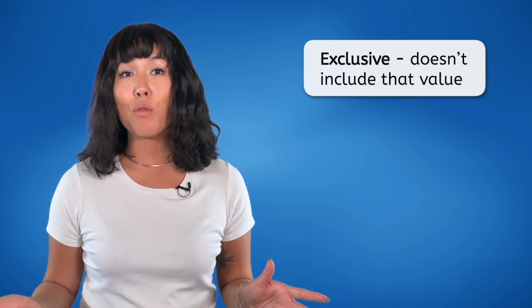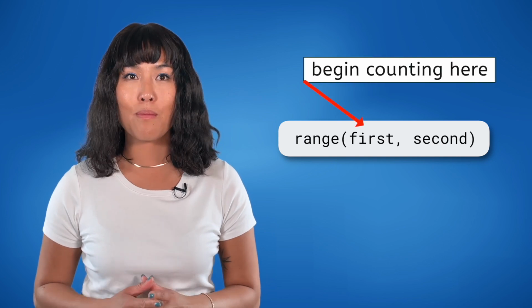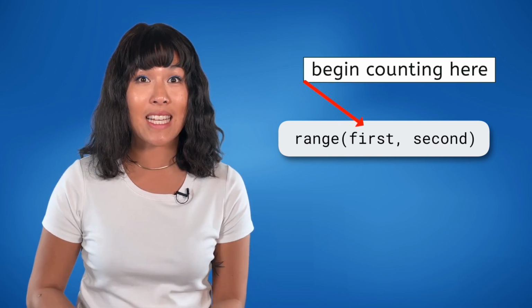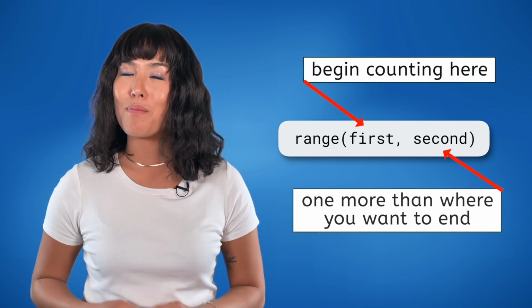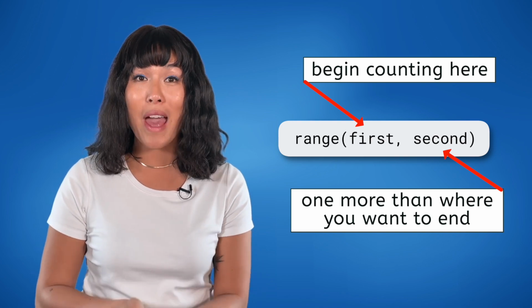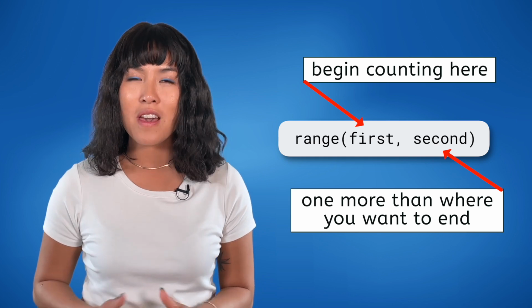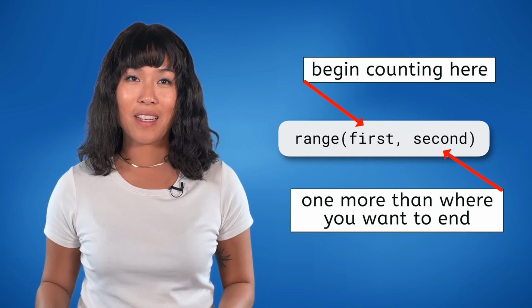But what if we don't want to start our counter at 0? Well, it turns out there is a second way to call the range function. This one accepts 2 parameters. The first parameter is the number where you want the range to begin counting. And the second parameter is 1 more than where you want the range to end. This second number is also exclusive, meaning it won't be included.